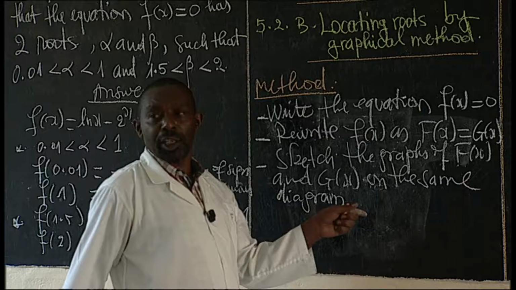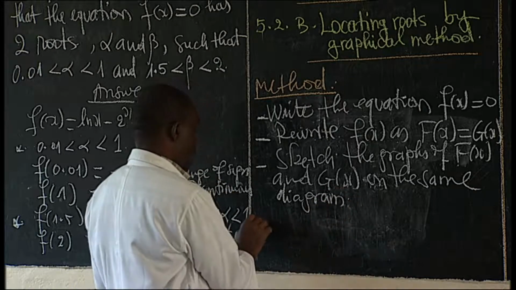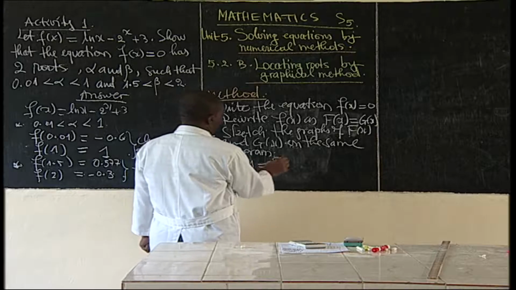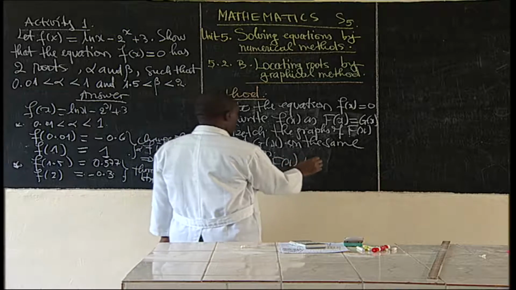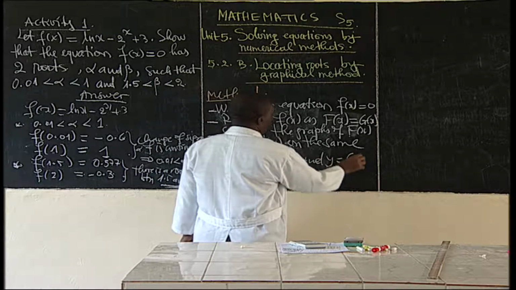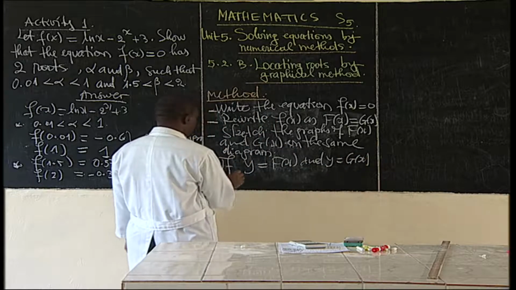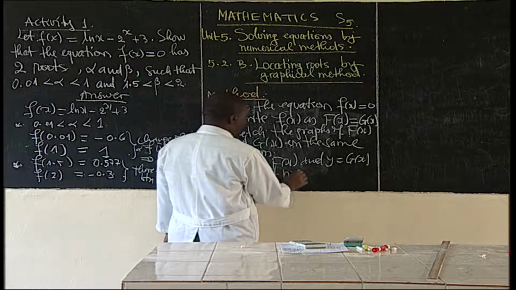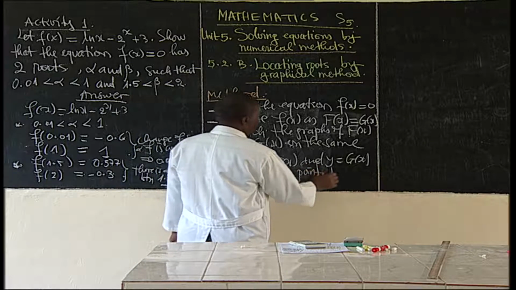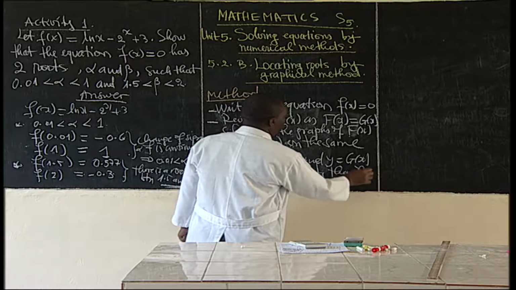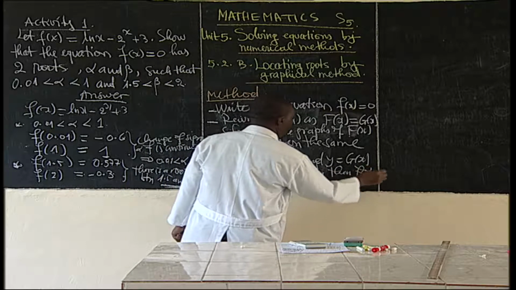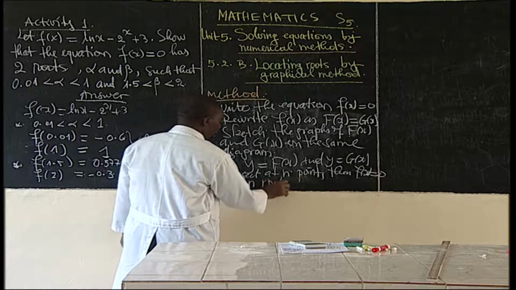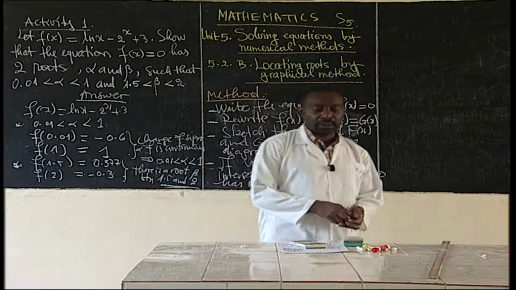Here I mean in Cartesian plane. Again, if y equals F of x and y equals G of x intersect at n points, then our equation f of x equals 0 has n roots. That is the method, right?